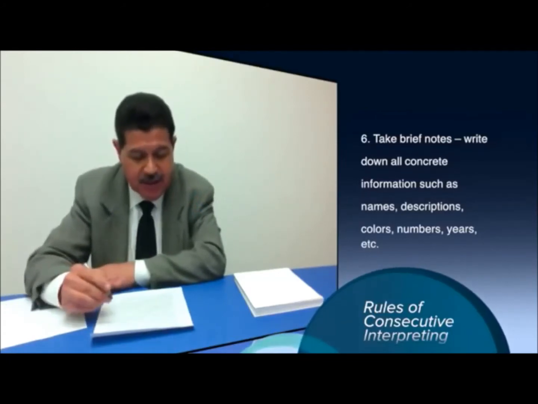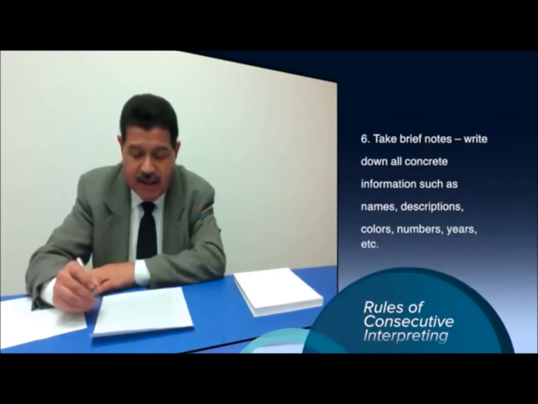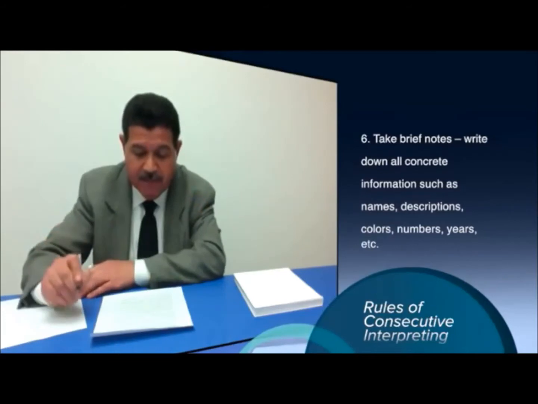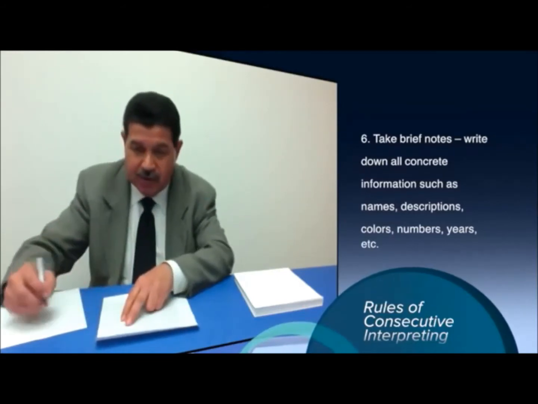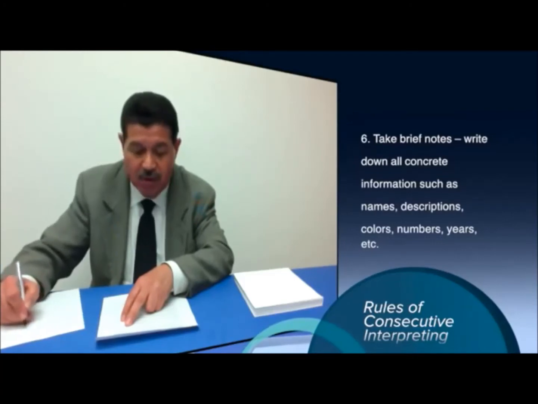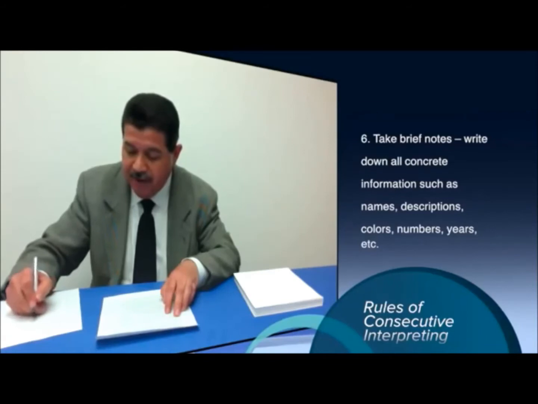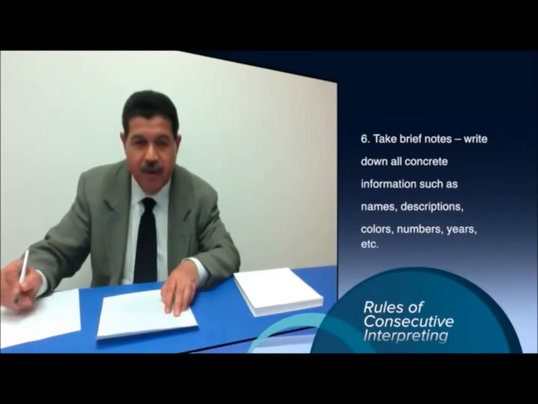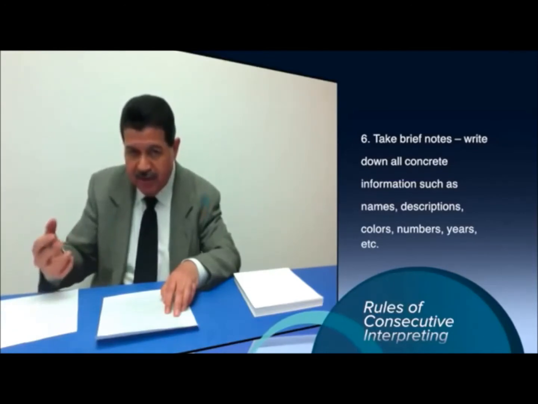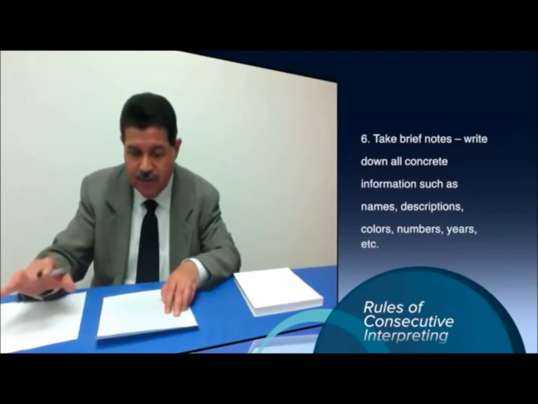And my suggestion is to write down all concrete information, such as names. Well, abbreviations of names. We don't have time to write out the whole name. We want to write descriptions like 5'6", 160 pounds, the colors blue, yellow, green, the numbers like social security numbers 552, 22, 85, so that we are able to bring the message back correctly. We need to take those notes for sure.